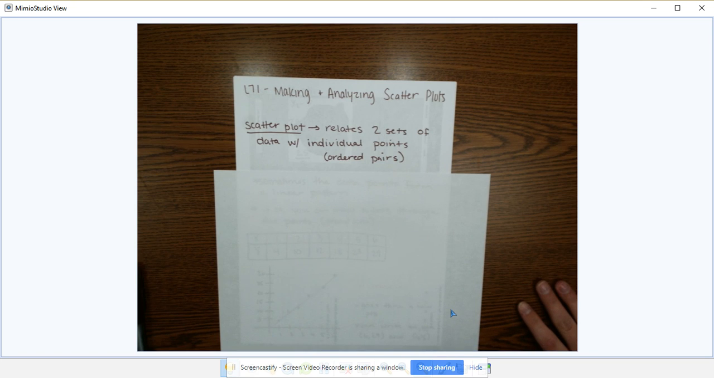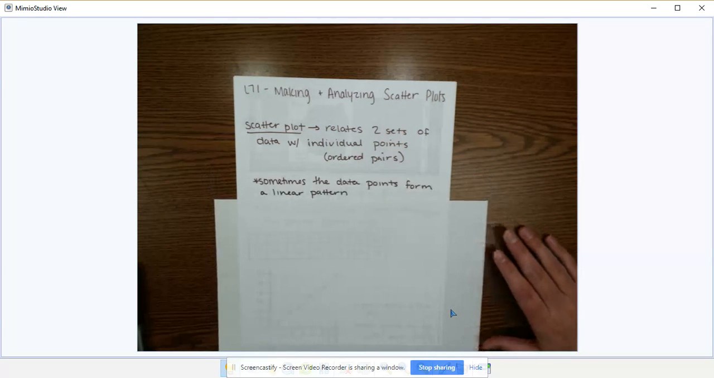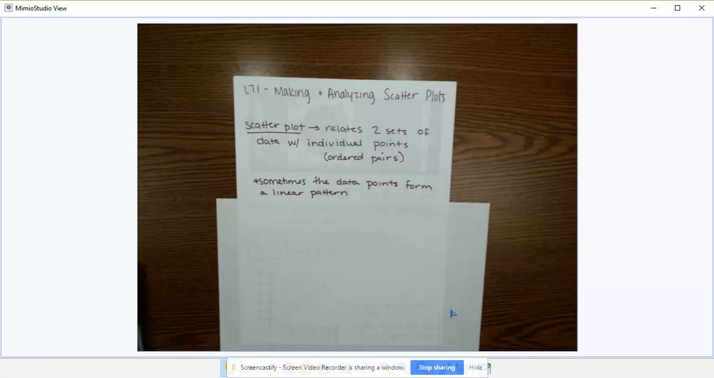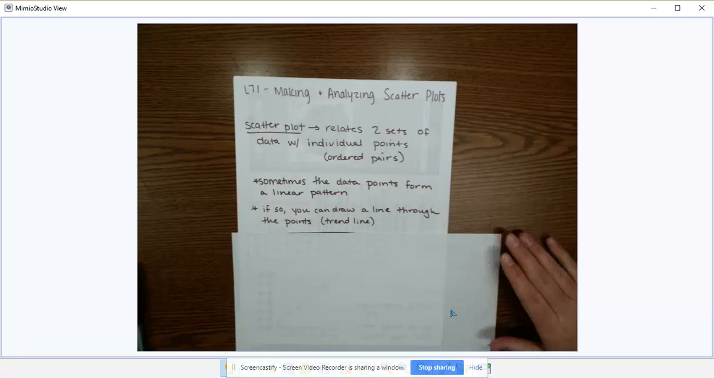Okay, we're going to talk about scatter plots. Scatter plots relate two sets of data with individual points on a graph. So we have a lot of ordered pairs. Sometimes our data points will look like they're forming a line, so we can draw a trend line through those points. We're going to look at an example.